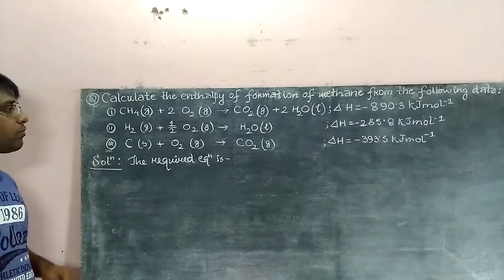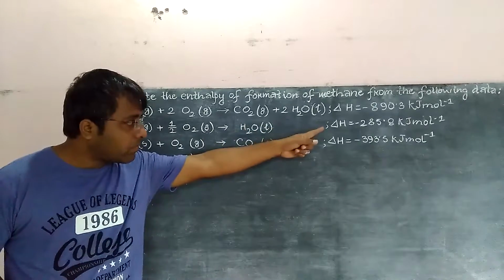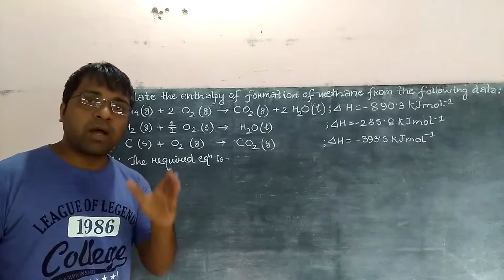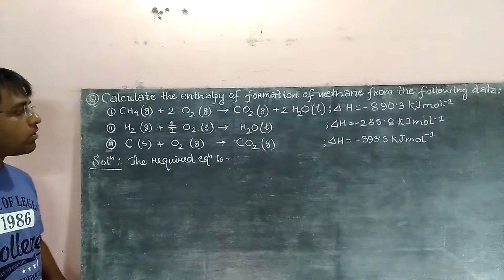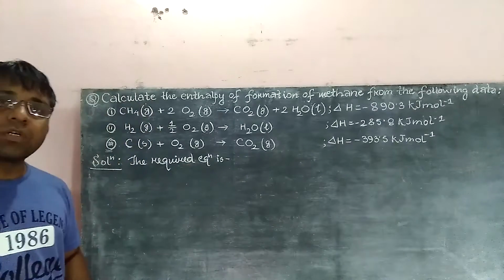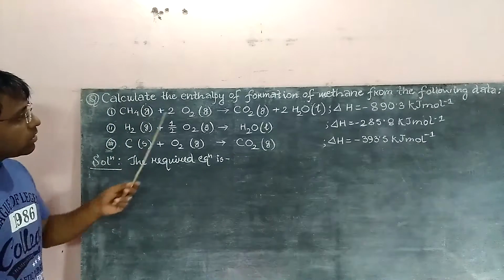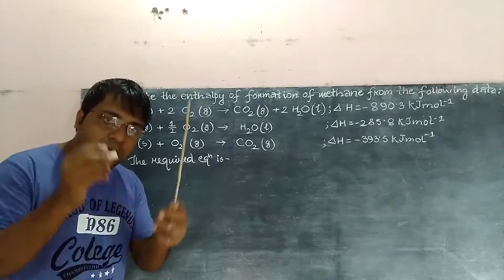What about the second equation? It's about the formation of water molecule, and enthalpy change for this process is minus 285.8 kilojoule per mole. What about the formation of carbon dioxide? Here the change in enthalpy is minus 393.5 kilojoule per mole. So here we need to find out the enthalpy of formation of methane.